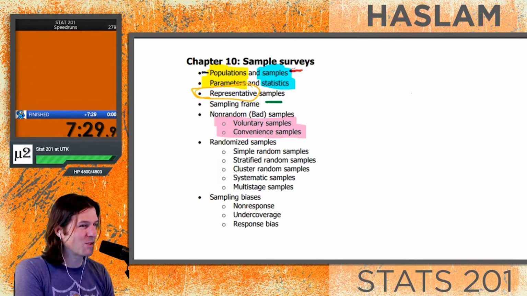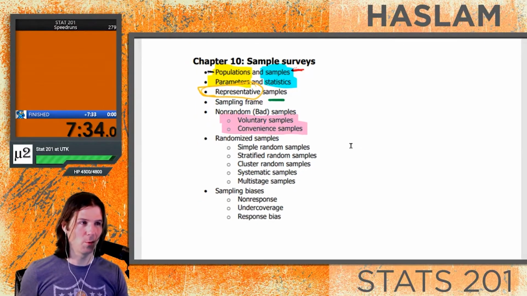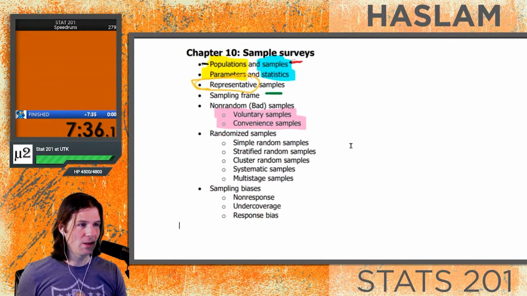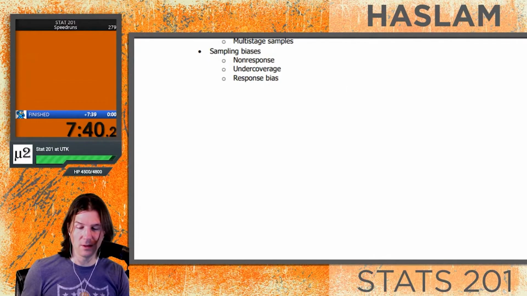Now we get to the good types of sampling methods, the ones we should actually do. So we have here simple random sample. With a simple random sample, let's write down the key steps for this. We'll do the steps for each one of these.